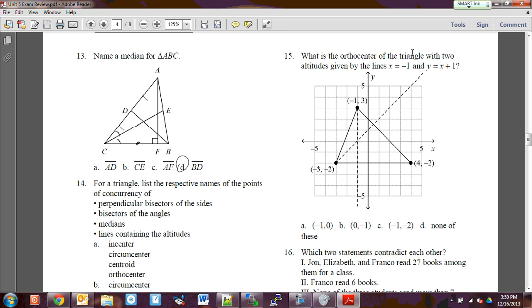Number 15, what is the orthocenter of the triangle given with these two altitudes? The nice thing is they drew the two altitudes. So all we have to do is find the coordinates of the point where they intersect, which is right here. So we go back 1, so -1 is our x value, and we don't go up or down, so our y value is 0. So A is our answer, -1, 0.